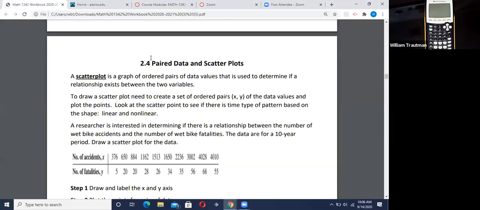All right, everybody. This is section 2.4, paired data and scatter plots. A scatter plot is a graph of ordered pairs. If anybody's taken algebra in high school, ordered pairs have an x coordinate and a y coordinate, the x part and the y part. We could have ordered pairs like 1, 1, 2, 6, 9. These are just ordered pairs, spots on a graph where we put a dot.